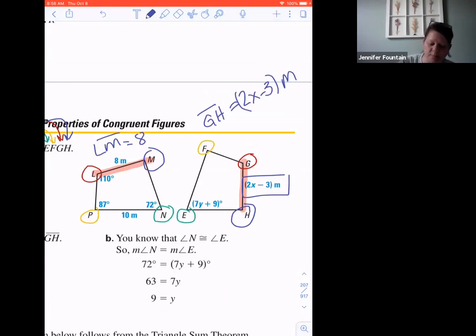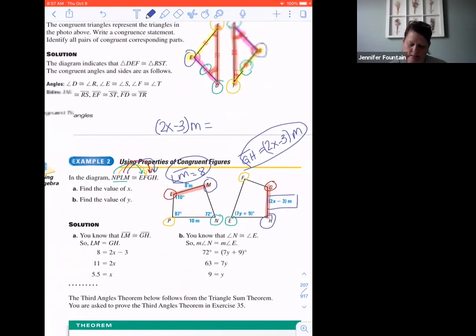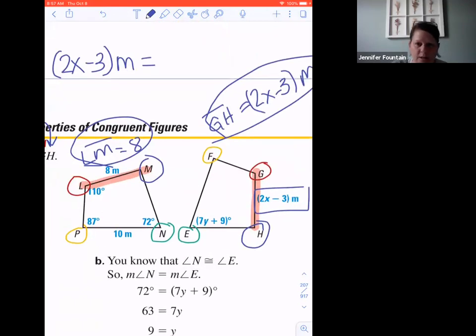So since LM equals 8, GH equals 2x minus 3 times M, I can set up an equation where I have 2x minus 3 times M equals... and I guess the M is talking about meters. So that's our standard of measure. So in our problem, don't let that throw you off. I'm going to take that M off because it's talking about meters. So 2x minus 3 equals 8.